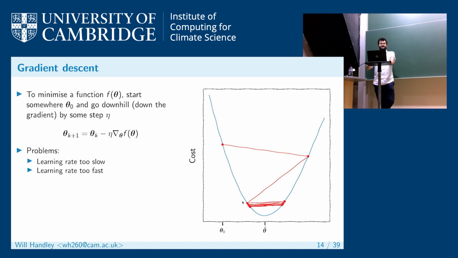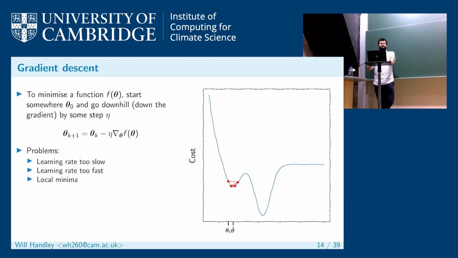Where else can this go wrong? There could be multiple minima. So you could find that there is this thing here, and all we're doing here is bouncing around something that is not the true minimum of this function. And in reality, we want to start at some different point theta naught to get there.